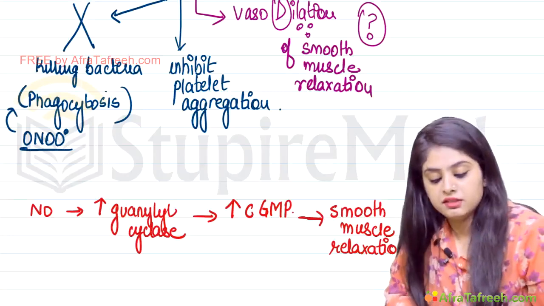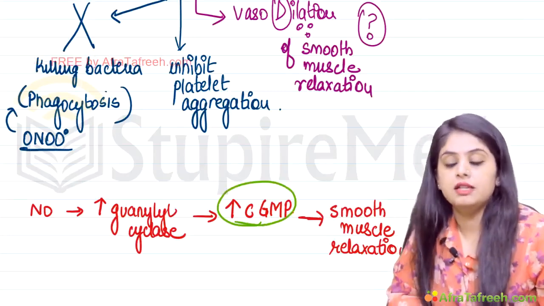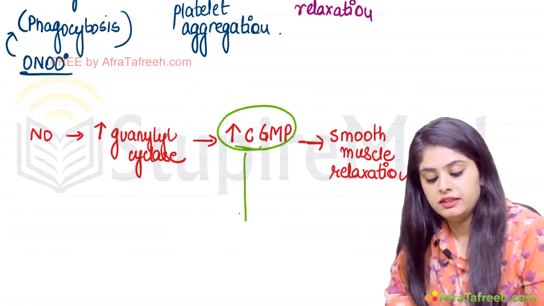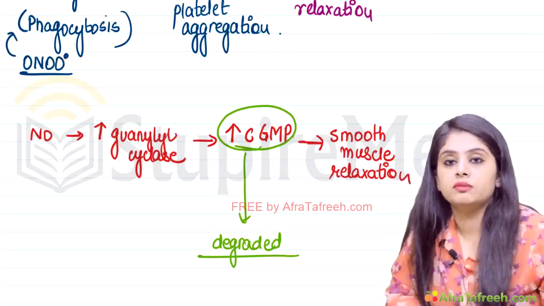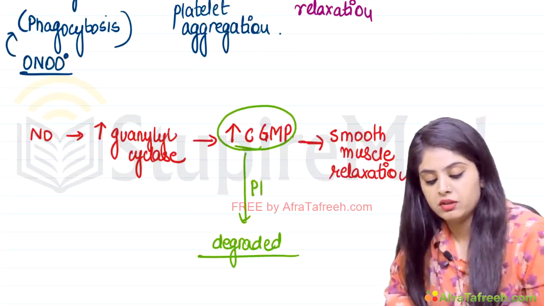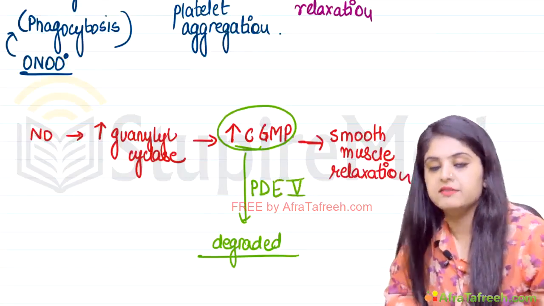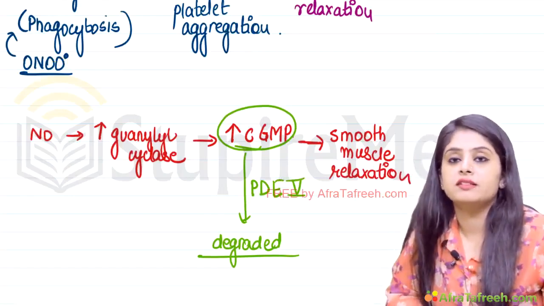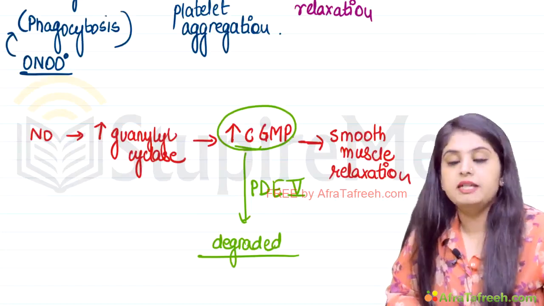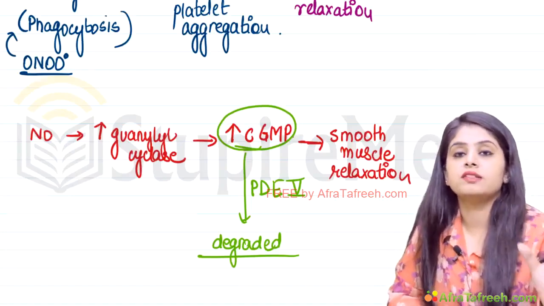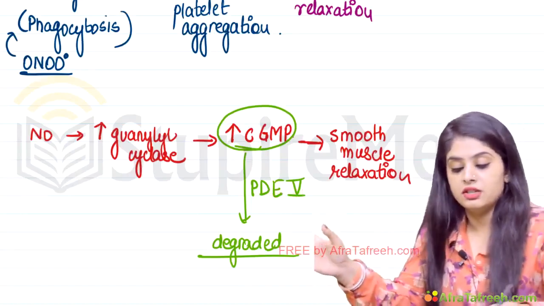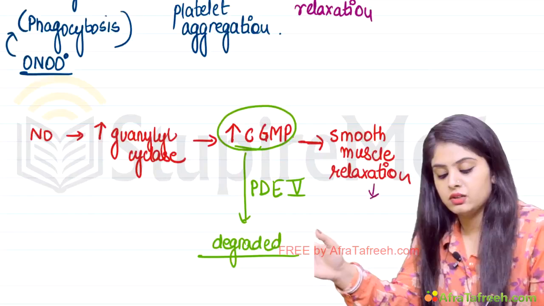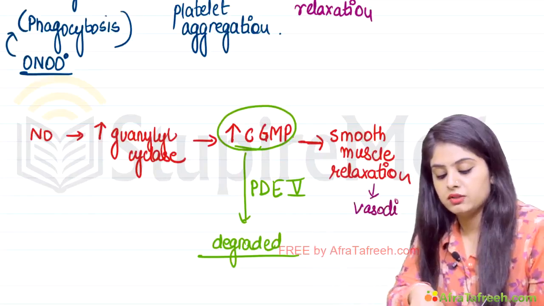Now students, this cyclic GMP can further be degraded into its metabolites by an enzyme called phosphodiesterase 5. Why are we dealing with this entire mechanism? Nitric oxide, by increasing cyclic GMP, is going to cause smooth muscle relaxation, and by causing smooth muscle relaxation, it is going to cause vasodilation.